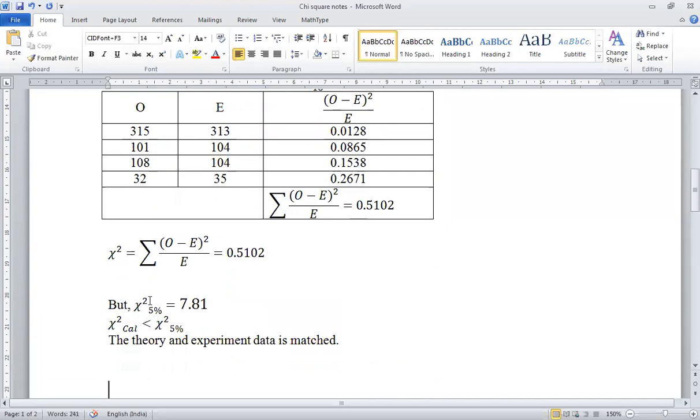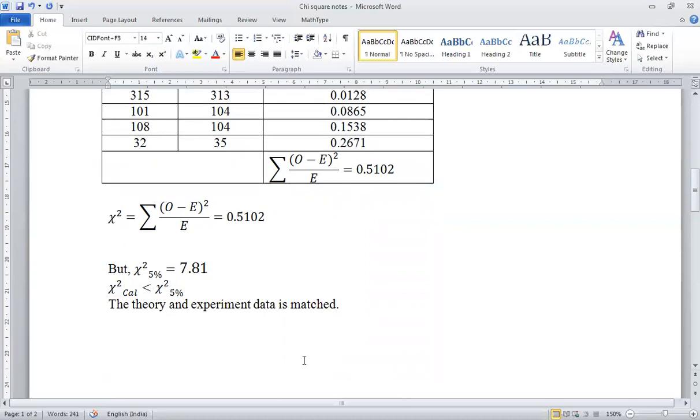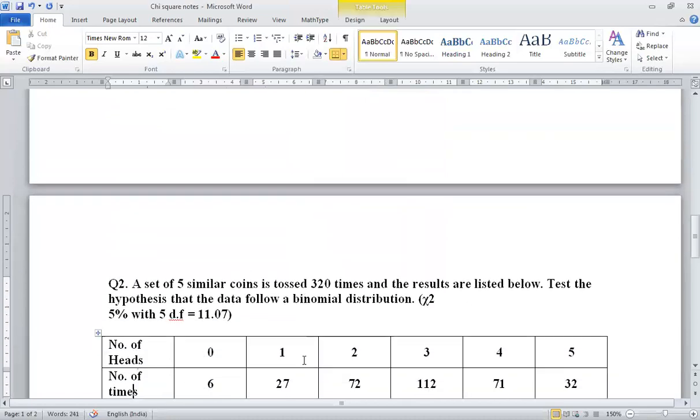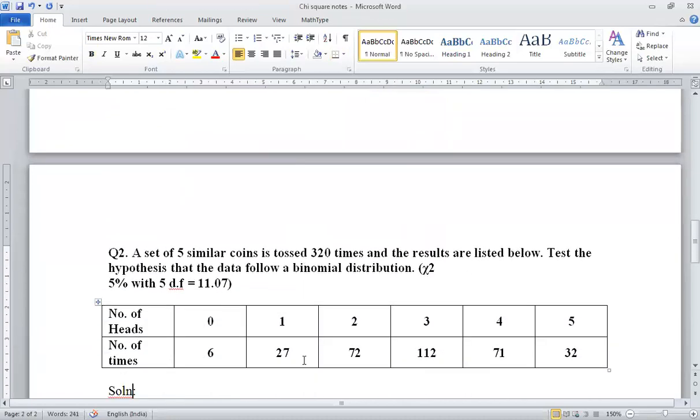But it is given in the problem that chi-square at 5% is 7.81. So the chi-square we calculated is less than chi-square at 5%. It means the hypothesis is accepted, or we can say the theoretical and experimental data match. Hope you have understood this problem. Let's see another problem on this to understand the concept better.